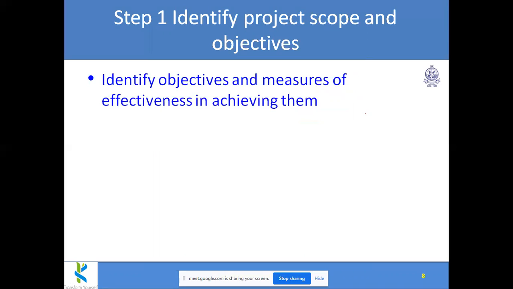We have seen already one example, the student data management system. For that, how to write the objective and how to write the measures of effectiveness for achieving that. So those things also we have listed. Likewise for any particular project, they can list in what way I can say this project will lead to a success, or this is a successful project.